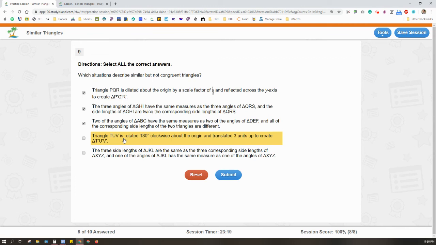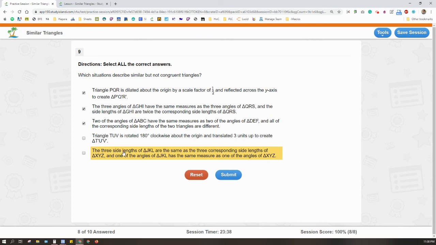You're only going to get a similar triangle through a transformation if one of those transformations that you do is a dilation. There's no dilation in here making the triangle bigger or smaller, so it's just going to be the exact same size as it was before, which means it'll be congruent. So we do not want to select this one because we don't want congruent triangles.